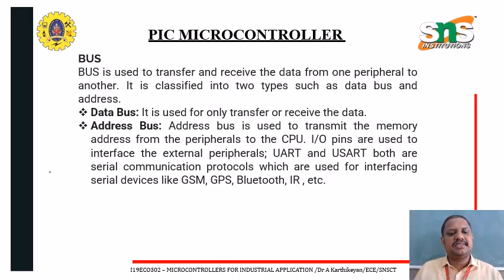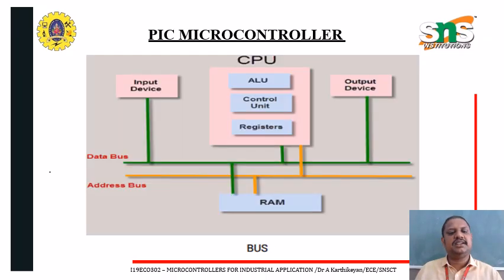And the main thing is buses. Based on the bus, we have the address bus and data bus. The bus transfers from one port to another port. That's the main function of buses. The data bus is mainly used to transfer information, sending and receiving data. The address bus is mainly used to transmit the memory address to other peripheral devices, like external devices such as GPS, GPRS, GSM, and other peripherals. We can interconnect GPS, GSM, Bluetooth, and radio devices.